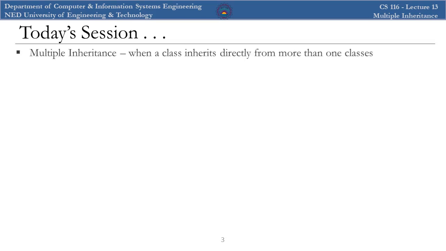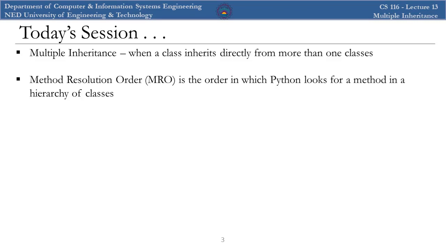In today's session, we'll discuss multiple inheritance. Multiple inheritance means when a class inherits from more than one class. We'll see what problems it causes and how to solve those problems. One of the major problems it causes is which method to select in a hierarchy. When a method is called, how does Python select a particular method from different classes in the hierarchy? For that, method resolution order is used, and we'll discuss that in today's lecture.